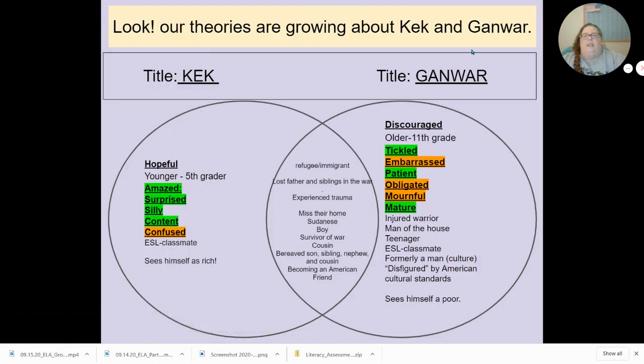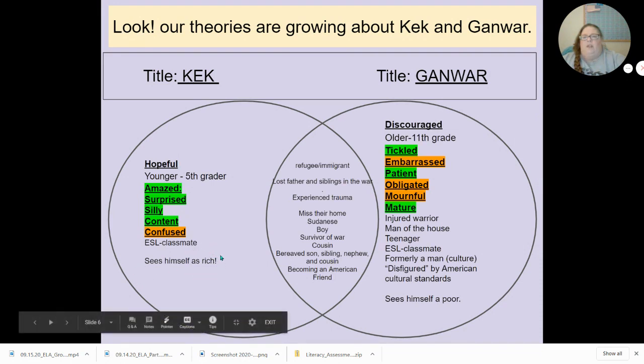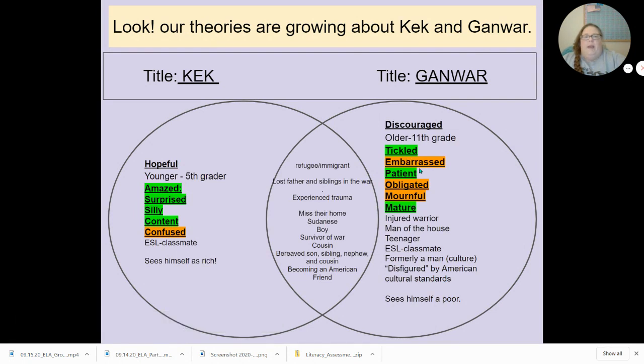So look at our theories that are growing about Keck and Ganwar. Keck is hopeful, amazed, surprised, silly, content, and confused. He's an ESL classmate, and he sees himself as being rich. Whereas Ganwar is discouraged. He's an older 11th grader. He's tickled, embarrassed, patient, obligated, mournful, and mature.